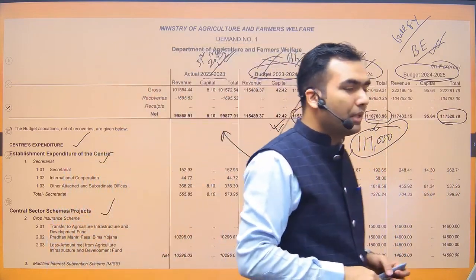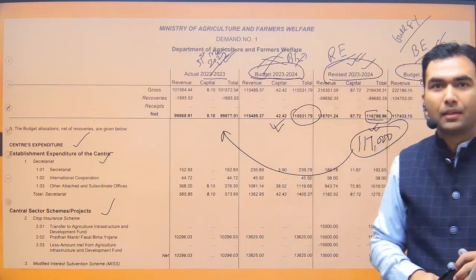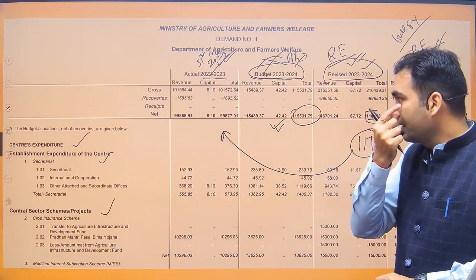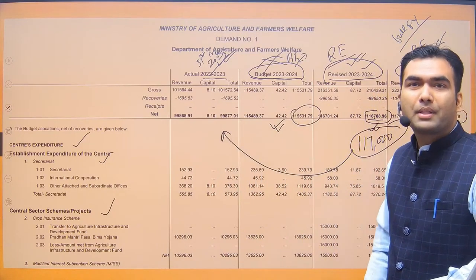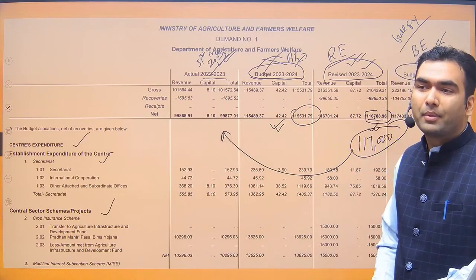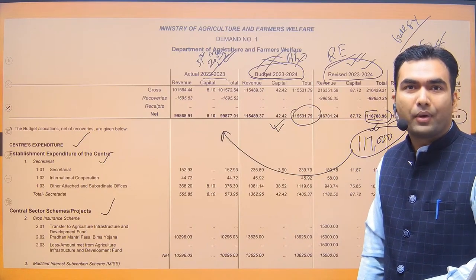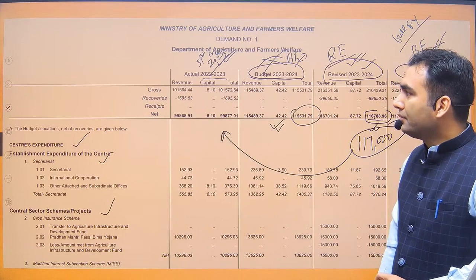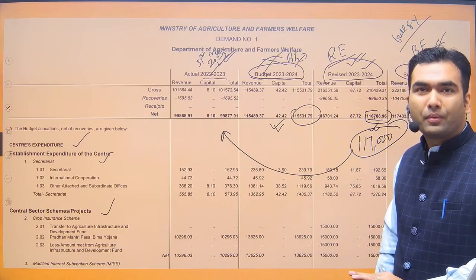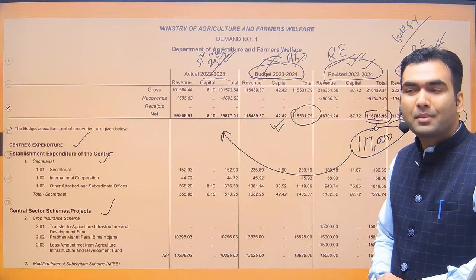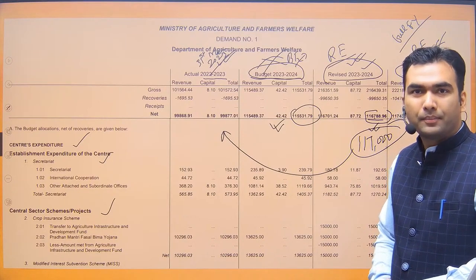Yes, vote on account is part of every budget usually for the last 3 years. A vote on account was not being presented since we have started presenting our budget on 1st of February. The vote on account was not required. So that's why for the last few years, vote on account was not coming. This year, vote on account is there. So the finance minister, in her speech, mentioned that she will also be needing a vote on account.